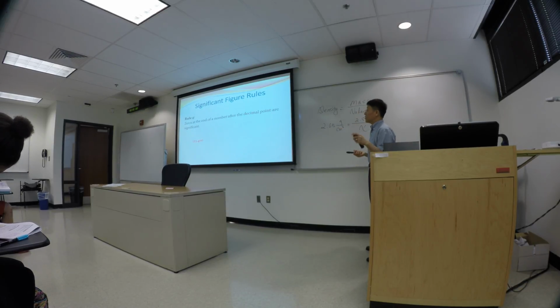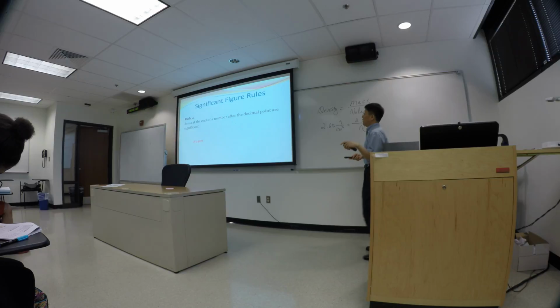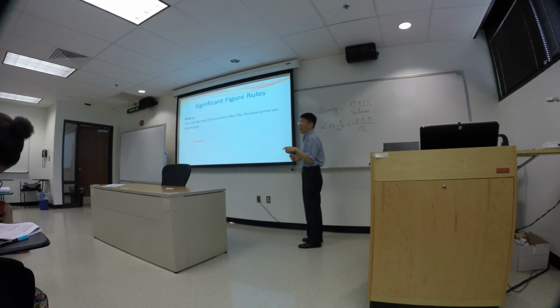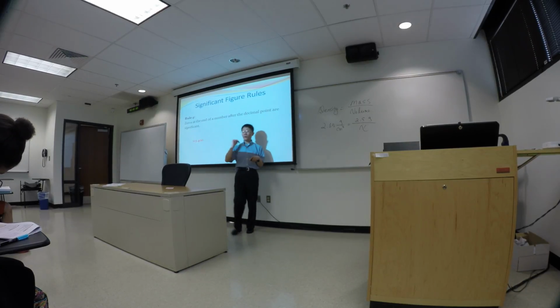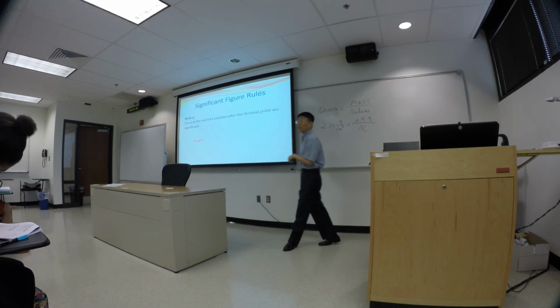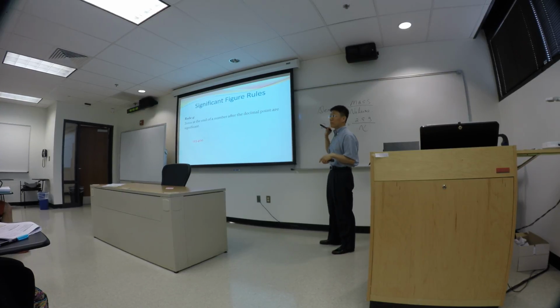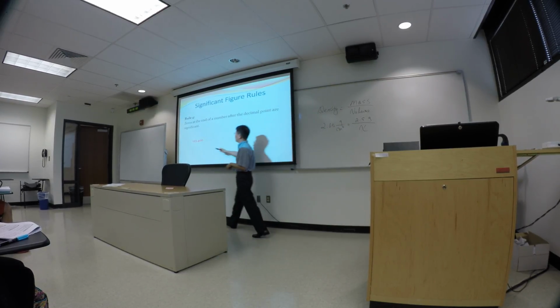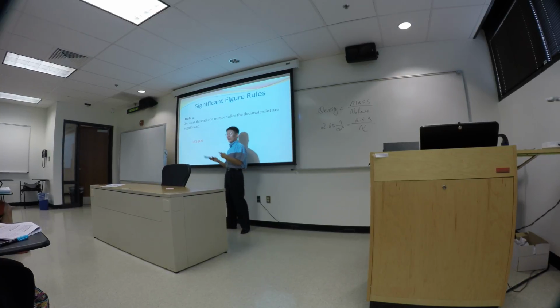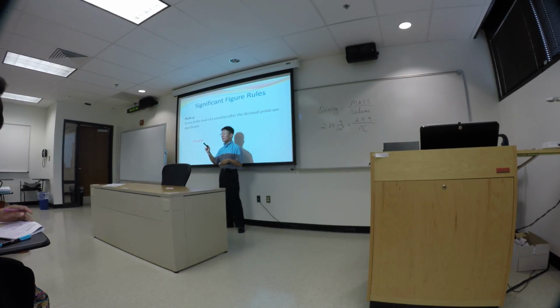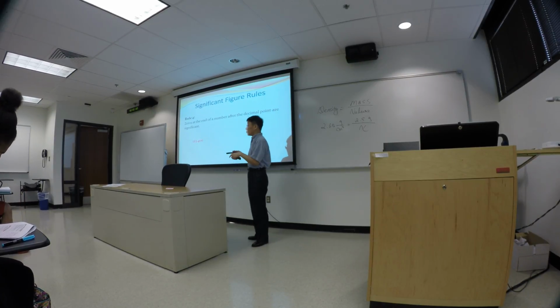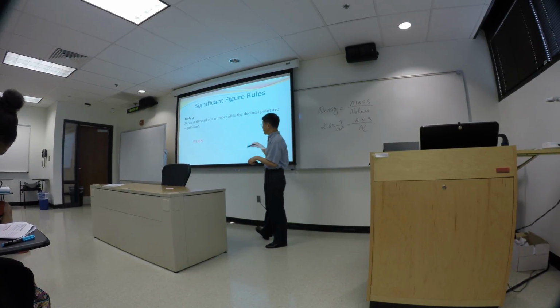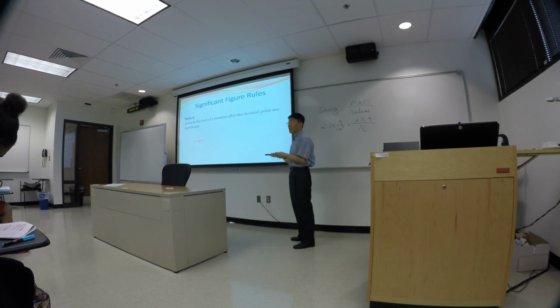Rule number 4, zeros at the end of a number after an explicit decimal point are significant. So if you have 123.400, how many sig figs do we have here? 6. You are looking for the decimal point here. If you do have a decimal point in the number, these 2 zeros mean that you are using equipment, doing this measurement, where you can actually get to the 3rd decimal place. The 2nd and 3rd decimal places happen to be 0. You have to put them in there.